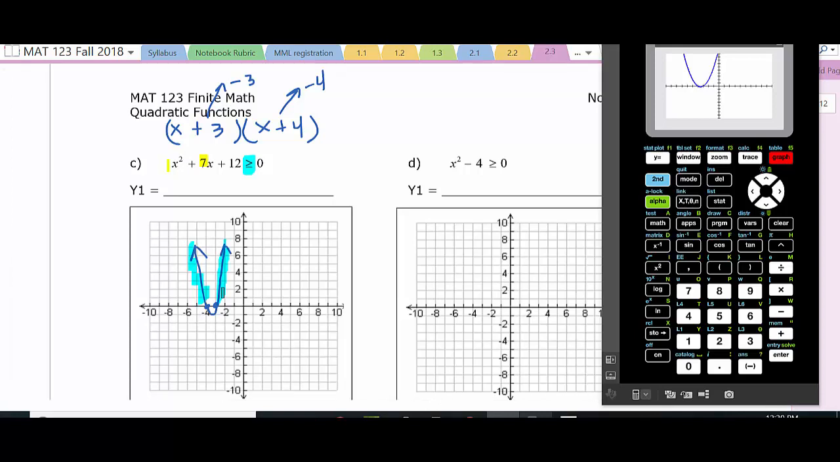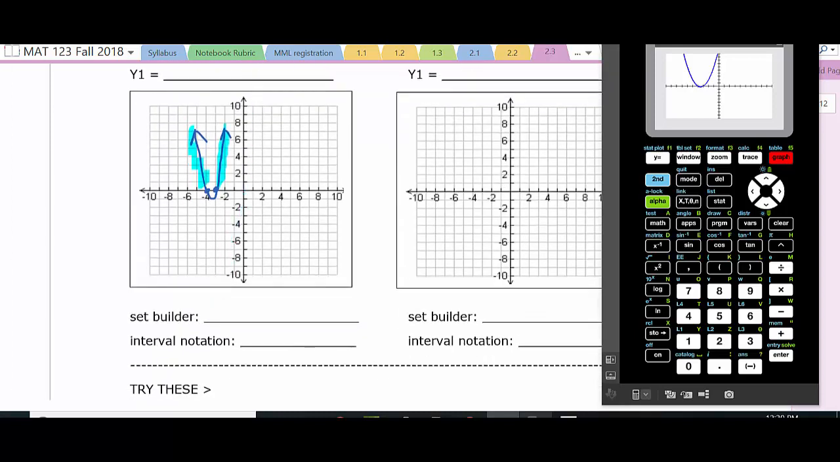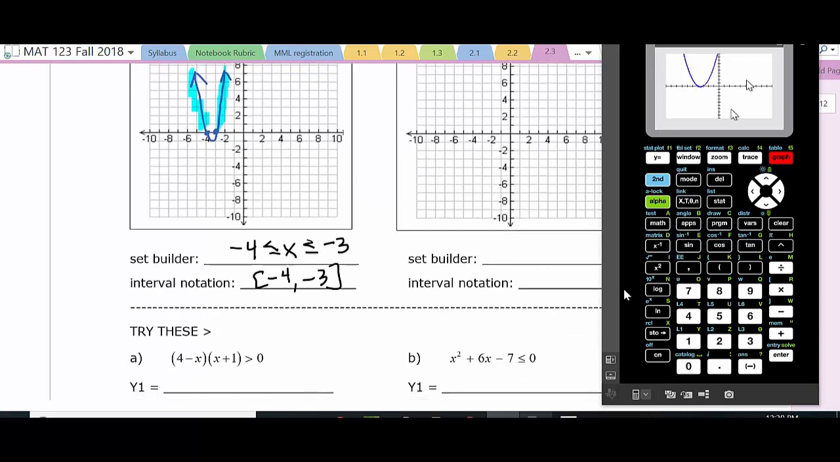Would it be brackets or would it be parentheses? Brackets, good. It's got the equal to mark on it. Excellent. So what you would just say is bracket, -4, -3. That's the answer. Set builder, you just say -4 less than or equal to x, less than or equal to -3. That's it, okay? All right?